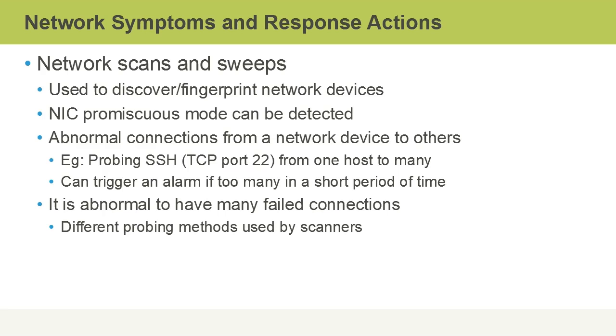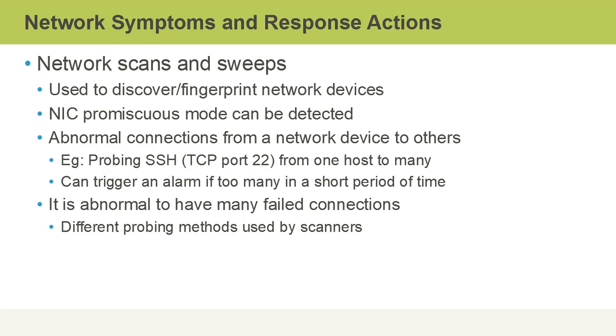Also, we might want to track for abnormal connections from a network device to other devices. For example, it's not normal perhaps on our network to be probing for TCP port 22 from one host against many others. This could be indicative of some kind of reconnaissance by a malicious user looking for SSH daemons running on devices. So this can be configured then, in some cases, within your operating system software.